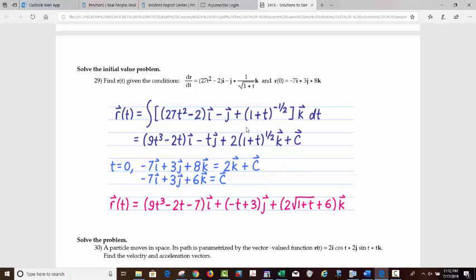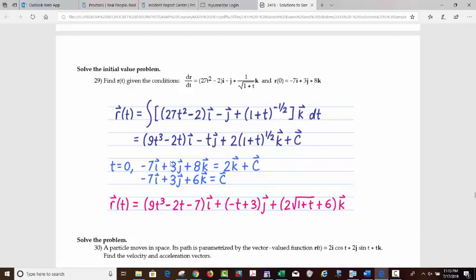Now I'm going to plug 0 in there because I want to see what that equals at 0. I'm going to plug 0 into this, and I'm going to set it equal to what r of 0 is supposed to be. So the left side here is what r of 0 is supposed to equal, and the right side is the r of 0 from the integral. If I put in 0 here, I'll get 0 for i, 0 for j, but I'll get 2k plus c.